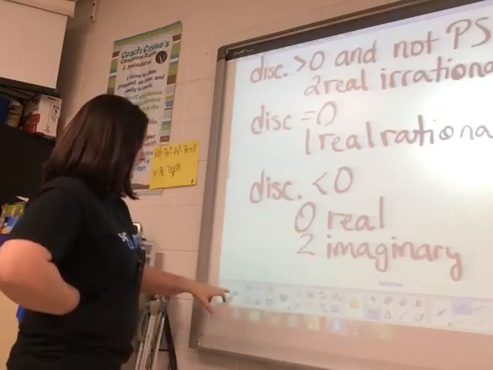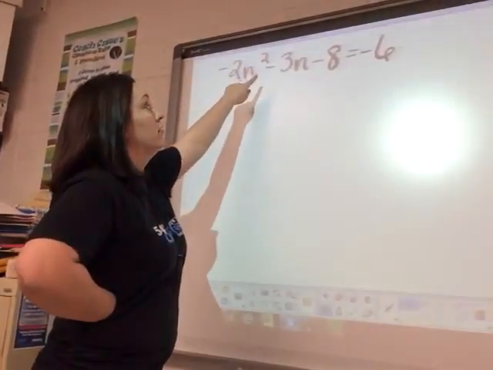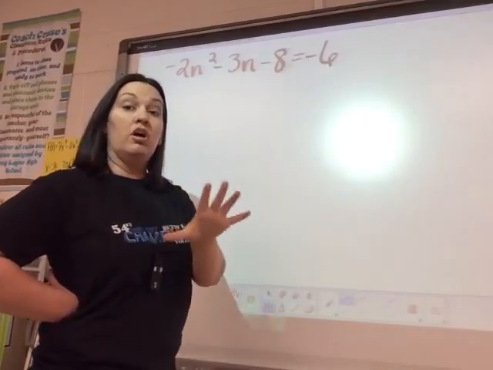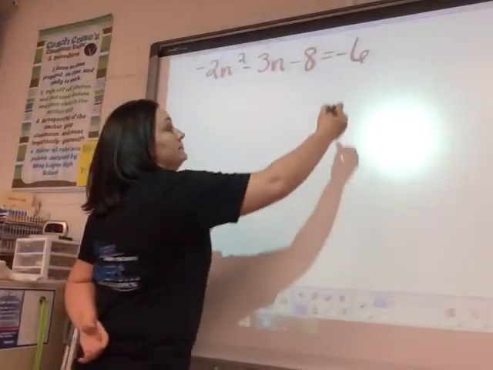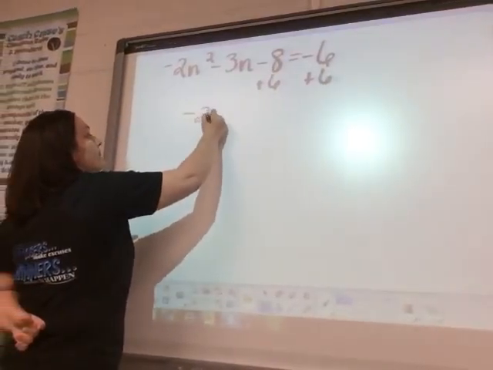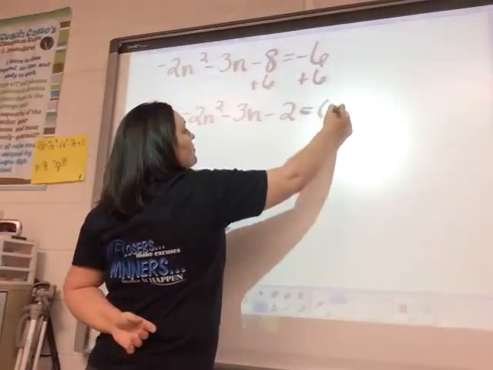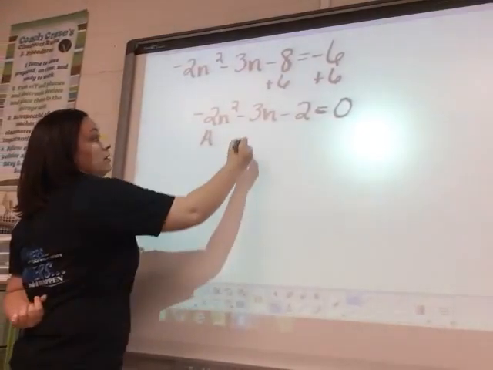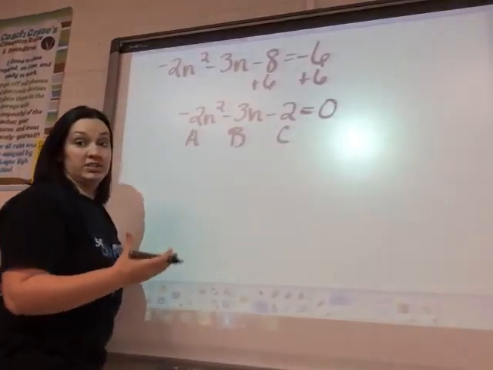Let's do some examples. First example I have here: negative 2n squared minus 3n minus 8 equals negative 6. Now with quadratics, you always have to have that right side equal to 0. So I'm going to add that 6. Okay, I'm going to label my a, the coefficient of n squared, my b is the coefficient of n, and my c is always the constant.